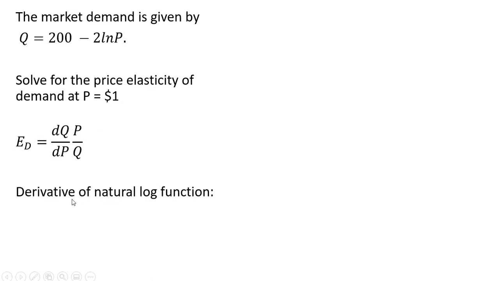So first, let's talk about the derivative of a natural log, since we have a natural log here on the right-hand side. So here's the general rule. Let's say y equals the natural log of a function g of x. So here's the derivative. We take the g of x function, move that into the denominator. Then we take the derivative of the g of x function, and that is placed in the numerator. And that's it. Two steps.